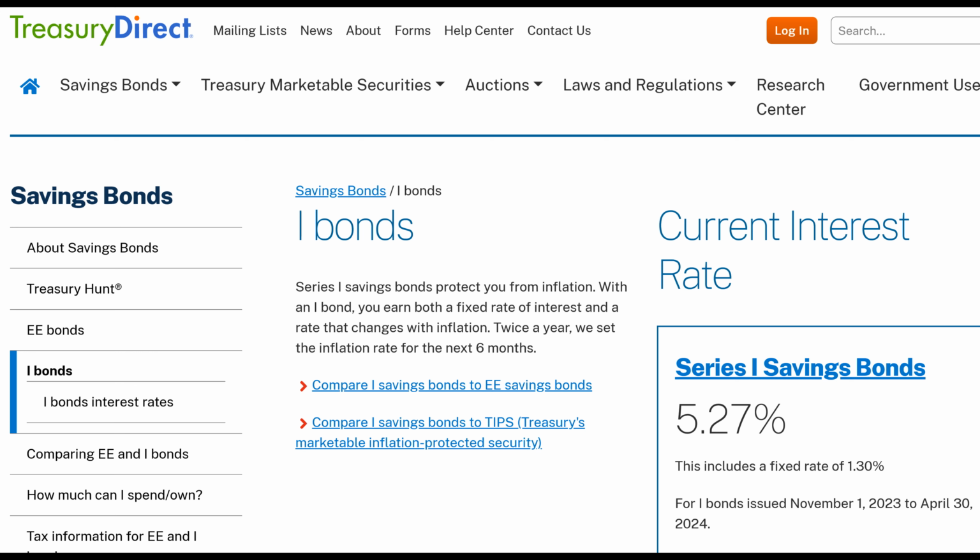Another popular bond that many people are buying is the Series I savings bonds. While I bonds do pay a good interest rate, they cannot be sold. They can only be redeemed by the government. That eliminates interest rate risk, but it also eliminates any capital gain potential.